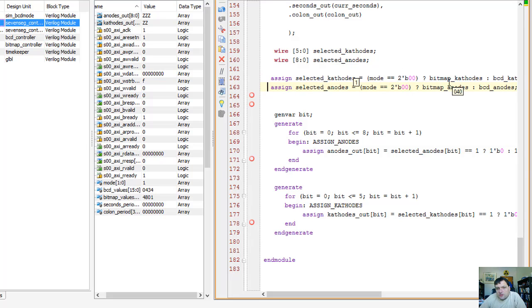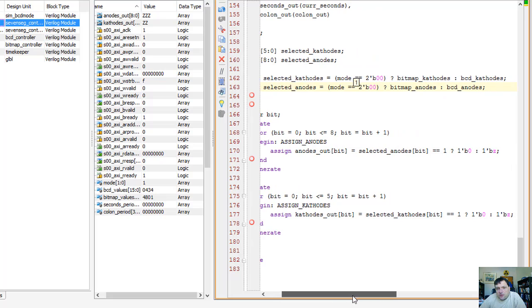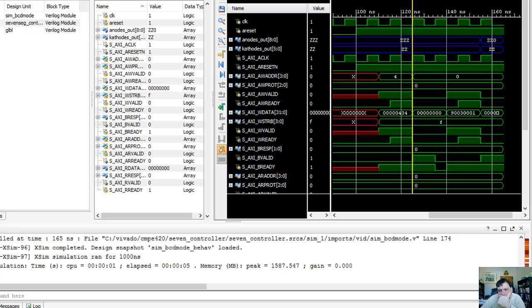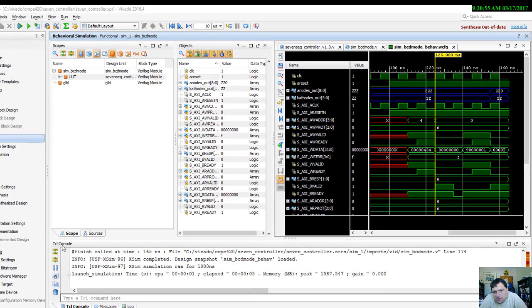So if mode is equal to 0, we're going to choose the bitmap cathodes. If the mode is not equal to 0, it's going to be the BCD anodes and cathodes. So let's go ahead and resimulate. Okay, so we've resimulated, and now that we've fixed that bizarre error, we can now see that the anodes out has changed from all Z's to ZZ0, which seems kind of unusual.